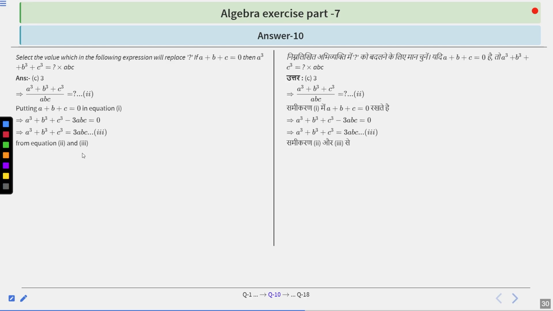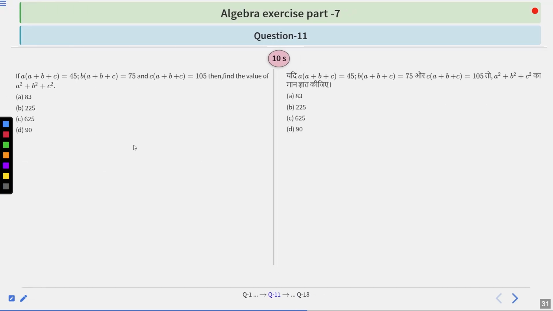So from 2 and 3, we can say that a cube plus b cube plus c cube can be replaced by thrice of abc. Upon abc was already written there. So abc will cancel out abc and only 3 will remain. That is why option number C, 3 is the correct option.